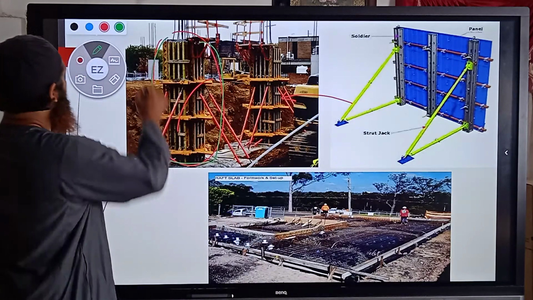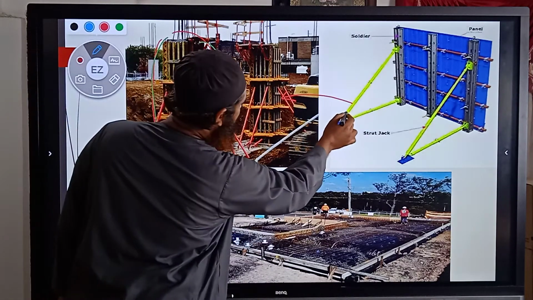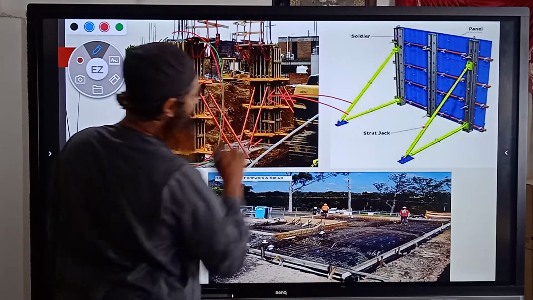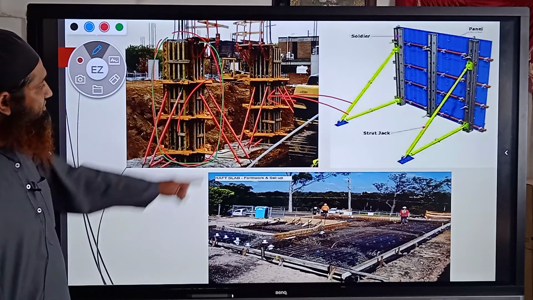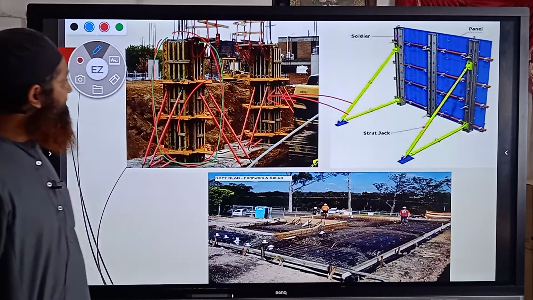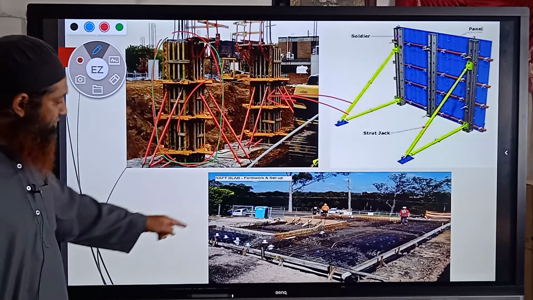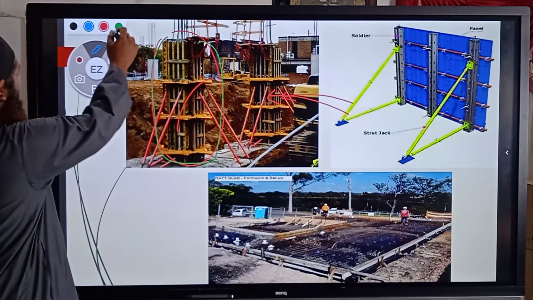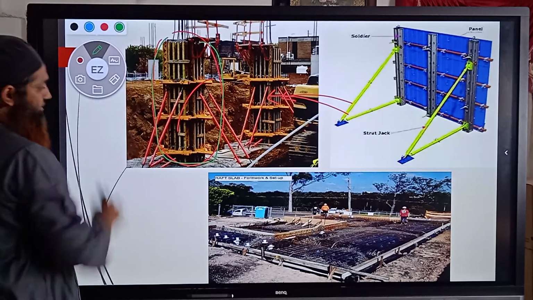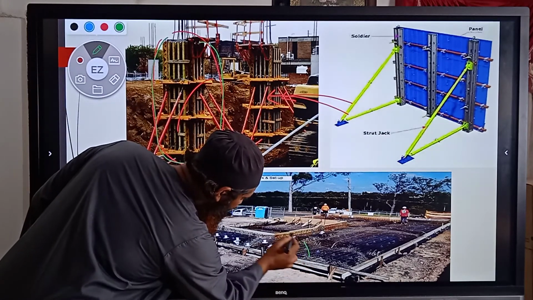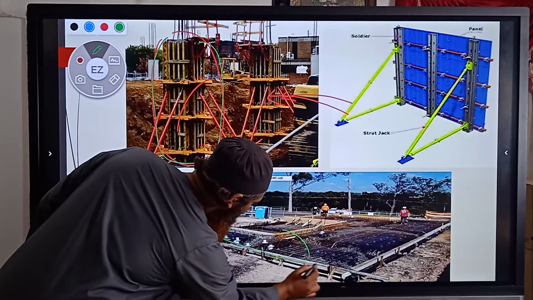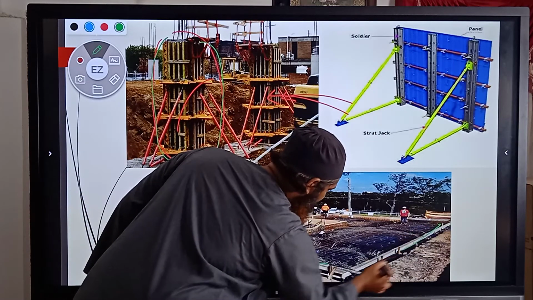You can see the strut jack, this is the same strut jack, which has been placed here. The same way, this formwork has been set up for the column. Now you can see the formwork which has been placed for the raft slab. This whole part is your raft slab.